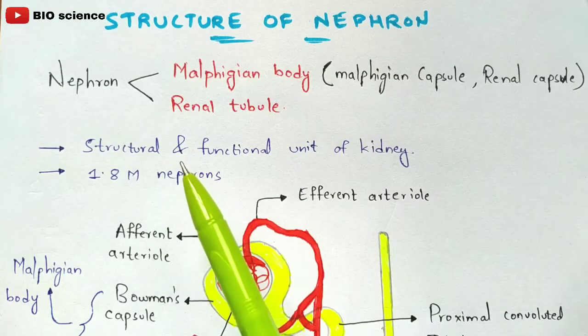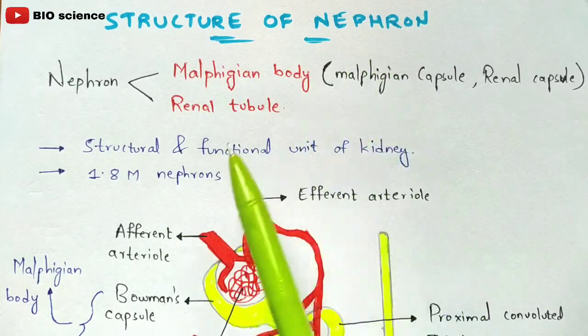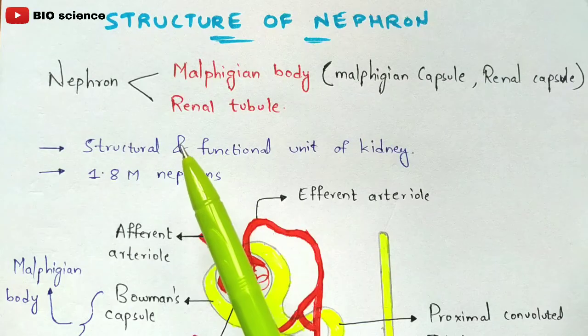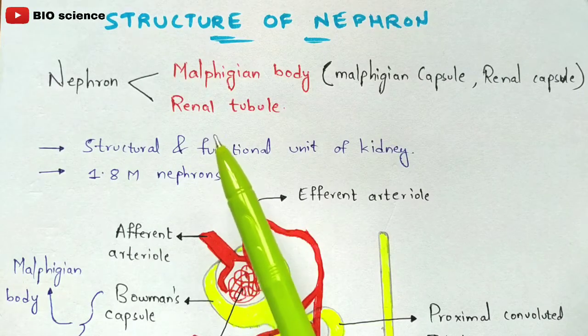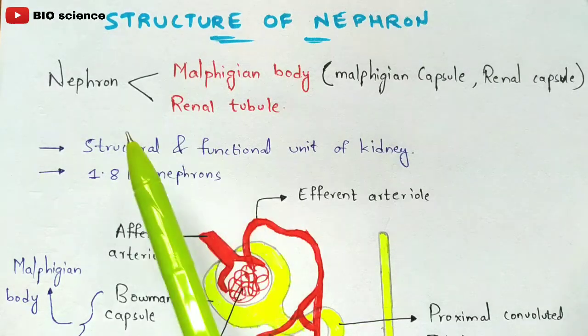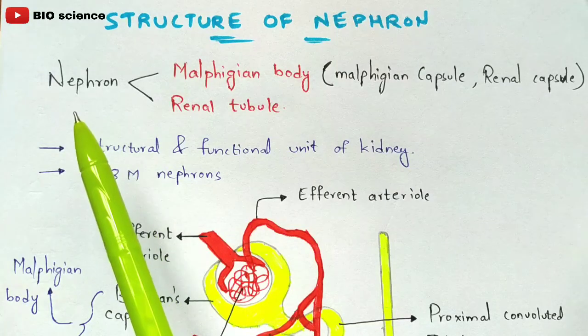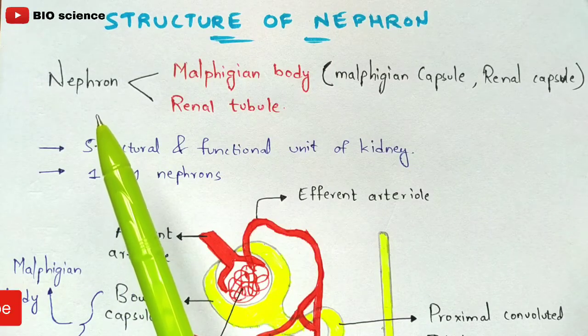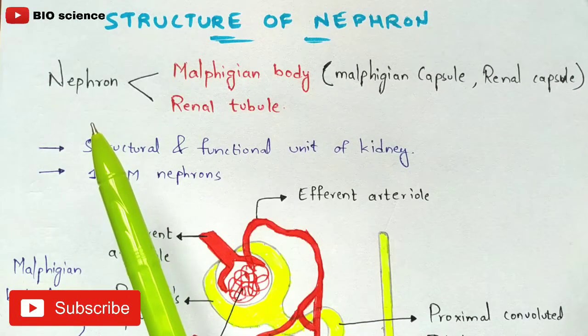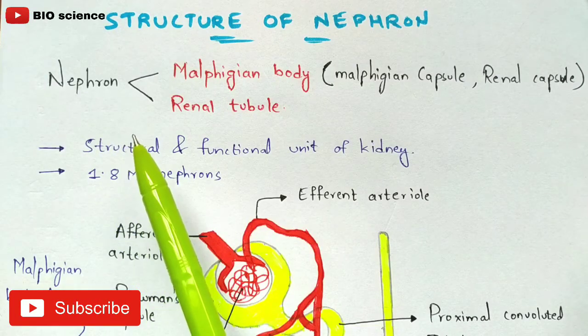In this video I am going to explain the structure of the nephron. I will explain it in detail, so watch till the end and don't skip this video anywhere. Nephrons are present in our kidneys. There are millions of nephrons in your kidneys. Without kidneys there is no survival of human beings, as all of us know.